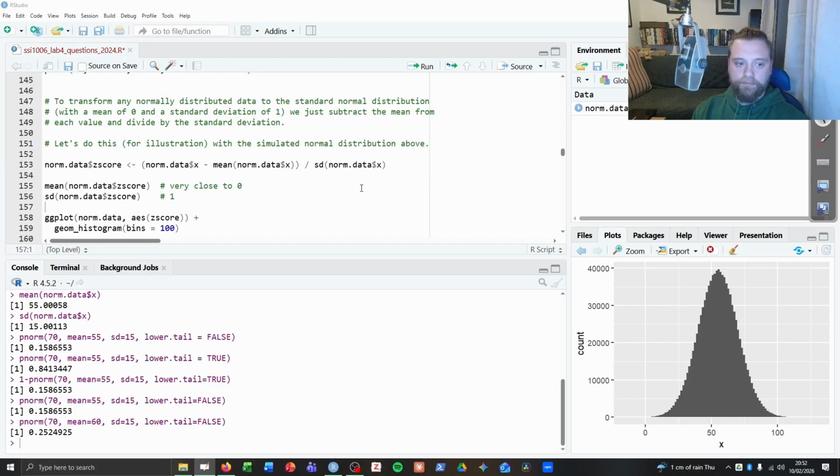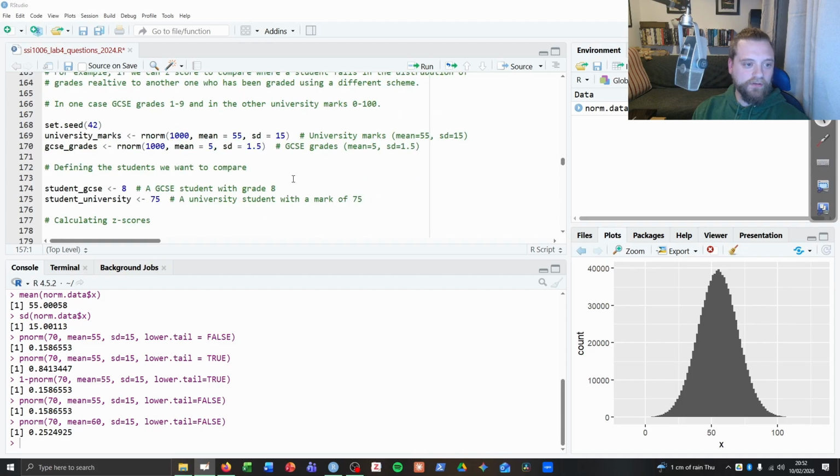So how is that helpful? Well, let's think through this example. Let's try and compare two individuals, or maybe the same individual at different points in time, on two very different scales. Let's think about university marks again. We're going to keep our mean of 55 and our standard deviation of 15. This time we're going to use rnorm to generate 1,000 random observations that have these qualities. Let's also generate some GCSE grades.